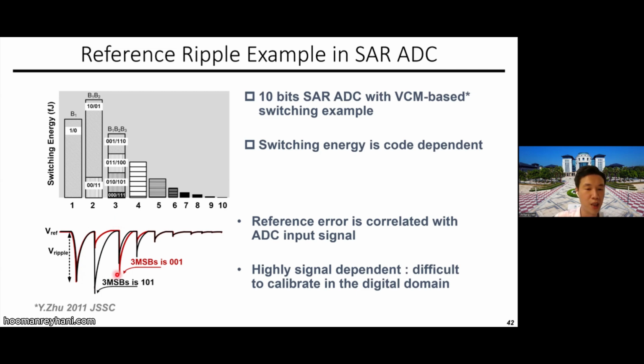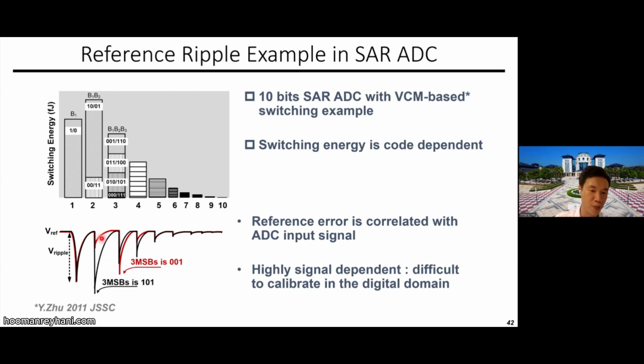All right, so to give two examples, one is 101 and 001. You can clearly see that the settling is much different. The problem here is the reference error is correlated to the ADC input, because this code switching is dependent on the input. So it's highly signal dependent. And the problem is when you make a wrong comparison over here, you have no way to correct it in the digital domain, because now your reference is changing code by code, cycle by cycle, and is settling afterward.